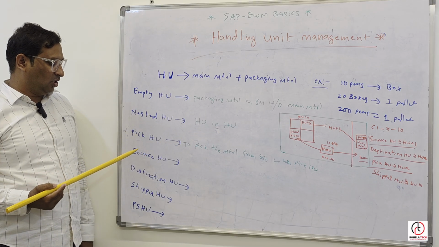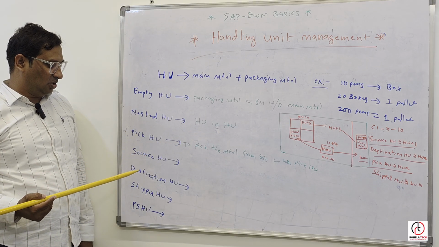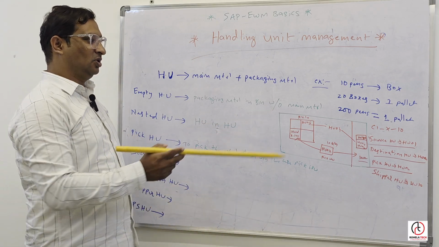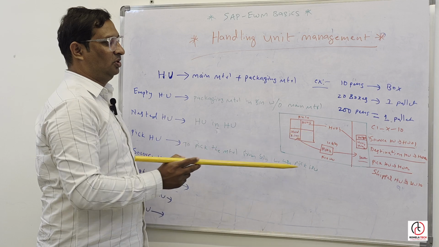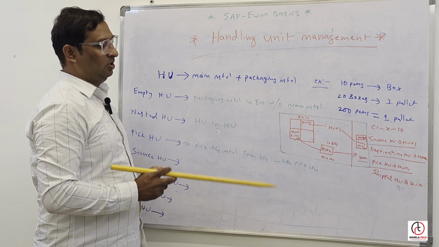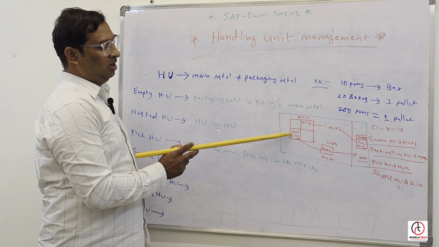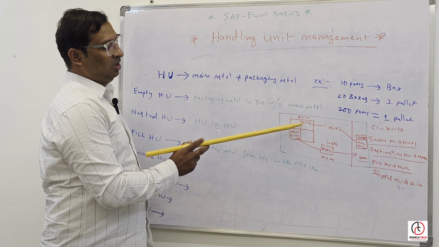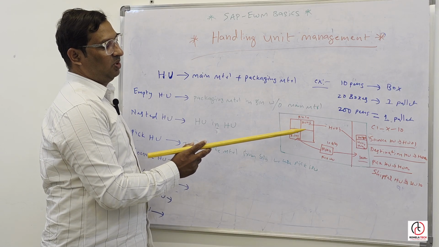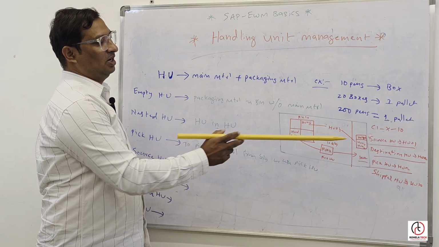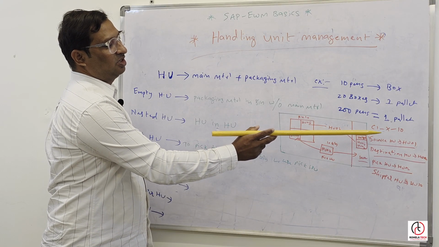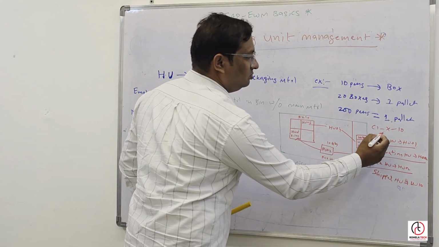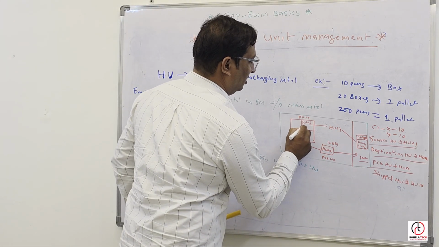Then to understand pick HU, source HU, destination HU and shipper HU, I am going to take one real-time warehouse scenario. Let's say this is the RKW warehouse and this is the RK10 storage type. In bin number 1, we have HU01 with X material, 100 quantity. In HU05 we also have a material called Y with 100 quantity. Let's say customer order C1 is for X material 10 quantity and Y material also 10 quantity.